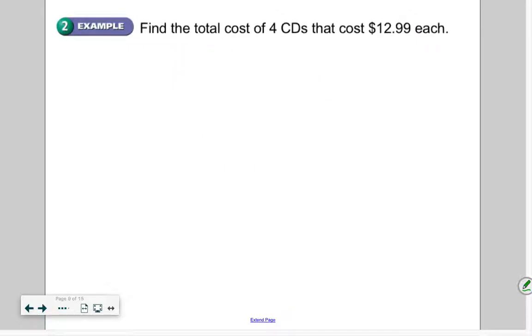Find the cost of 4 CDs that cost $12.99 each. Again, calculators are not going to be used right now. We need to use brain power at its best. Meaning, how can we use the distributive property to help us calculate this cost? Cool. 4 times 13 minus 1 penny. So 4 CDs, right? Times $13 minus 1 penny. Is what you're saying? Okay.